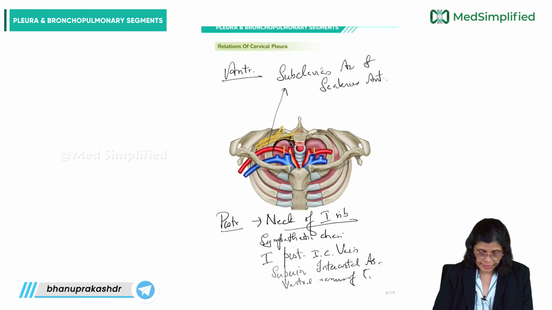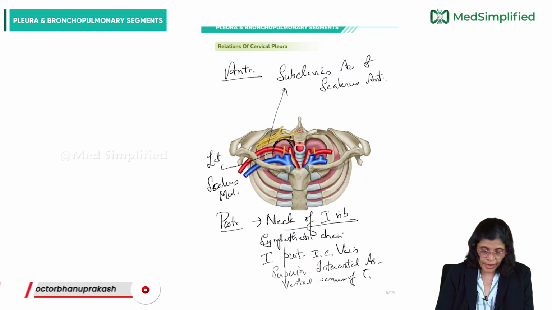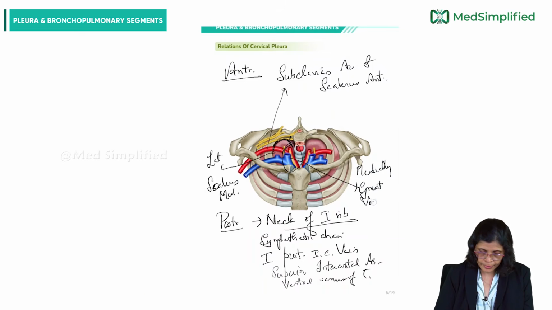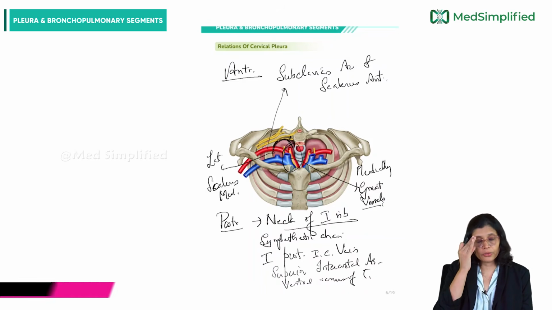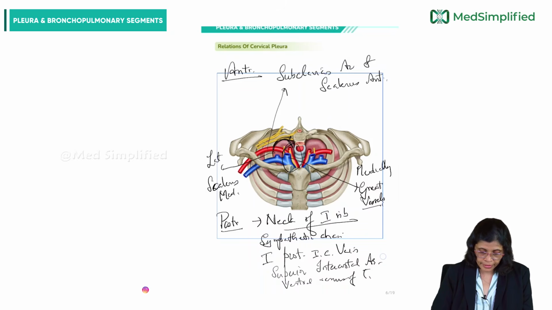Then laterally, on the lateral side here, we will have the scalenus medius muscle. And medially here, there will be the great vessels, all the bigger vessels. Great vessels of the neck, which include the internal jugular vein and the common carotid. So those are present here on the medial side. So this is about the relations of cervical pleura.